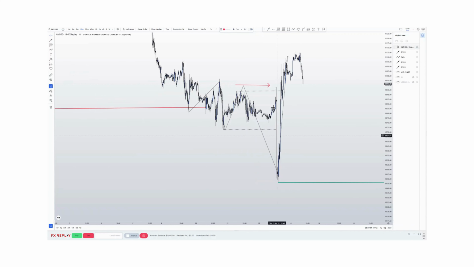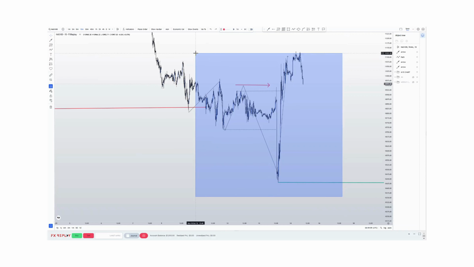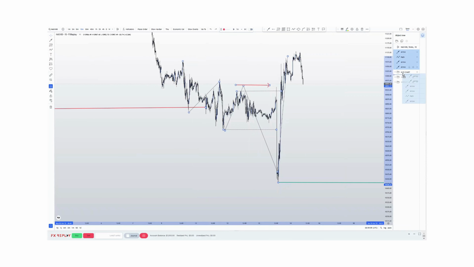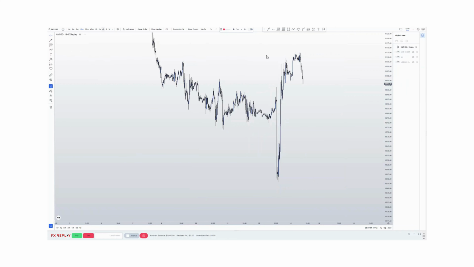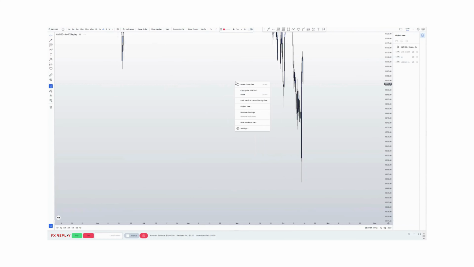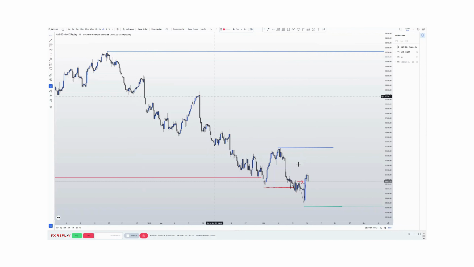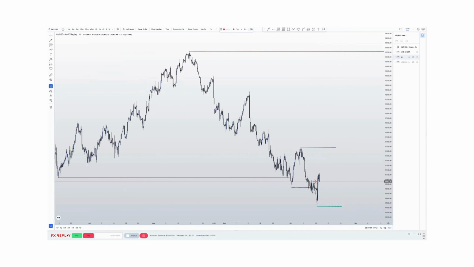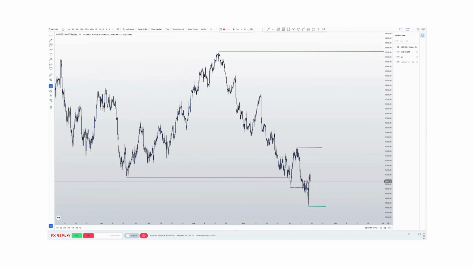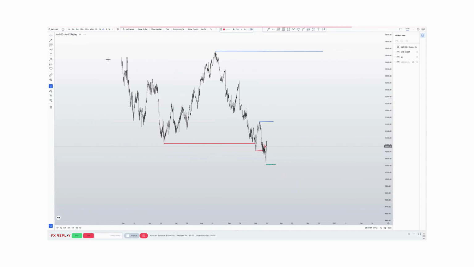For us to get a weak swing, an internal weak swing on the H4, remember on the H4 we have an open swing structure. We don't have a weak swing yet.